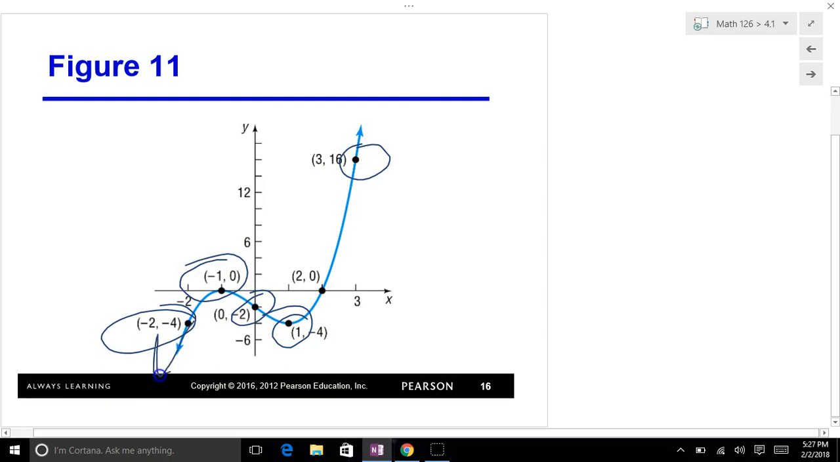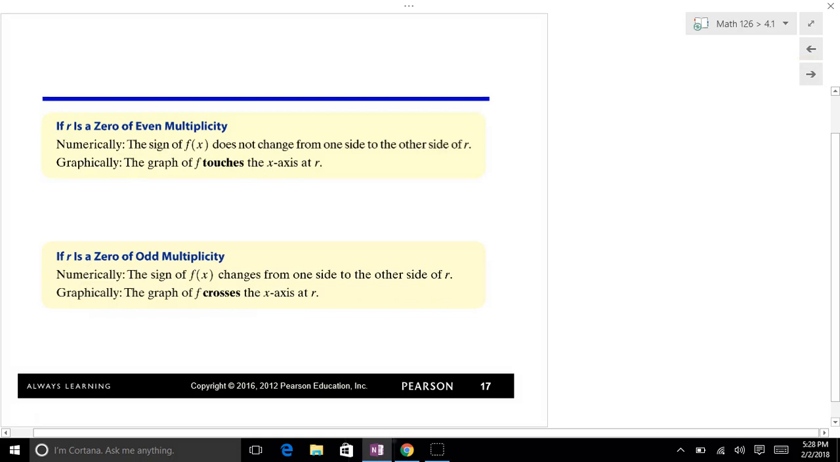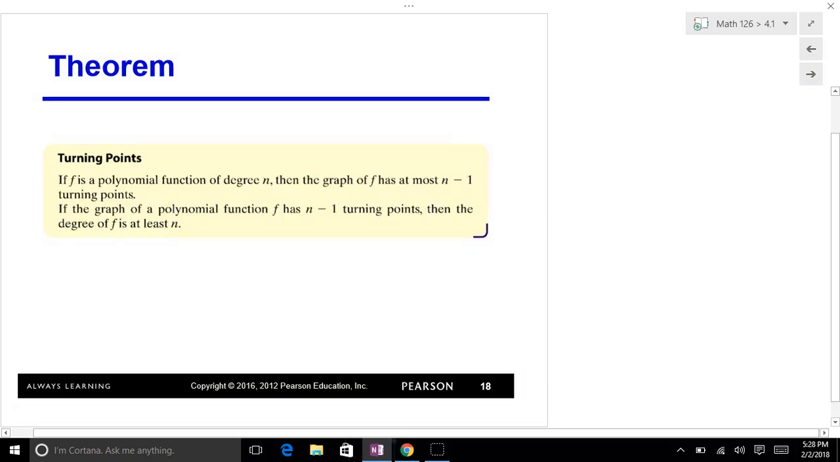Anyways, you're plotting some points in between and so on. But you notice it's going down to the left, up to the right. You've got your zero on there with multiplicity 2, so you know it just touches right there. You've got this zero, there's only one of them. If there's an odd amount, it's going to cross through. Okay, that's what this is saying. If you've got even multiplicity, it just touches. Odd multiplicity, it's going to cross through there.